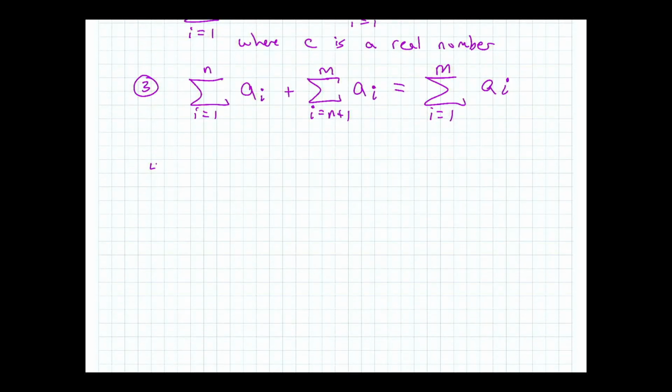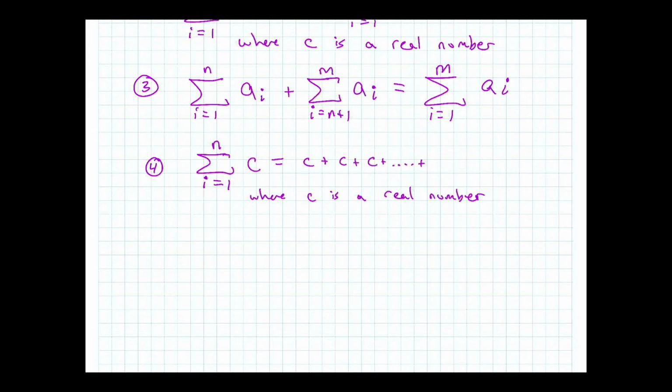There's some simple ones. Here's a simple one. We could have started with this, but we didn't. If you go from i equals 1 to n, and you just have a number here, so let's just say c again, this is where c is a real number. If you think about what that is, it's just going to be c plus c plus c, and you keep doing that until you get to the last one. So basically you just do this n times.